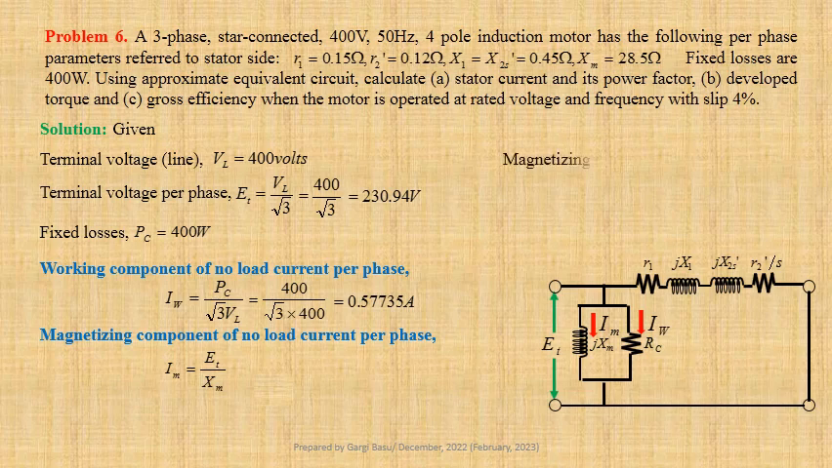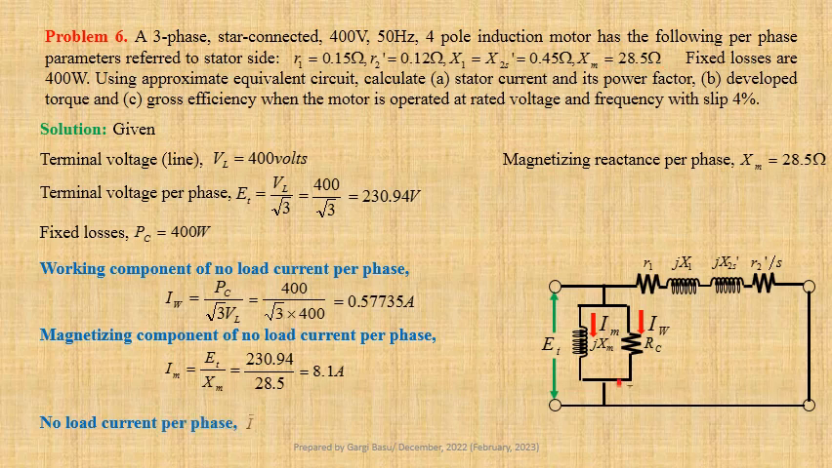Expression for magnetizing component of no load current per phase: IM equals ET divided by XM. Given magnetizing reactance per phase XM equals 28.5 ohm. Therefore, IM equals 230.94 divided by 28.5, that is equal to 8.1 ampere. No load current per phase I0 equals IW minus J times IM, that is equal to 0.57735 minus J times 8.1 ampere.